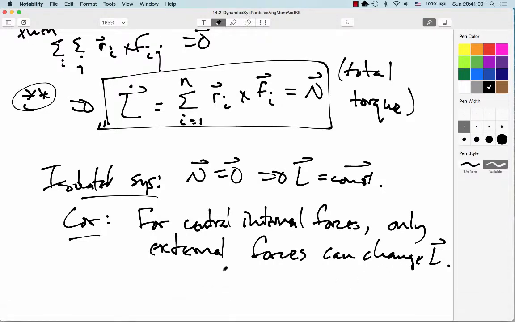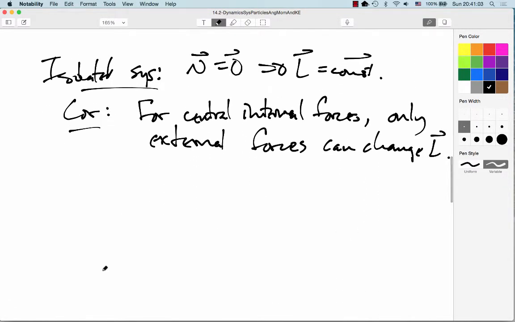All right, so let's go back to our definition of L and see what else we can find. Here it's going to be helpful. Let's say the center of mass of my system is located here, so its position vector would be R_CM. And then let's say particle number i is out over here somewhere.